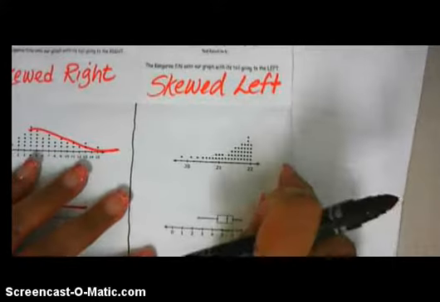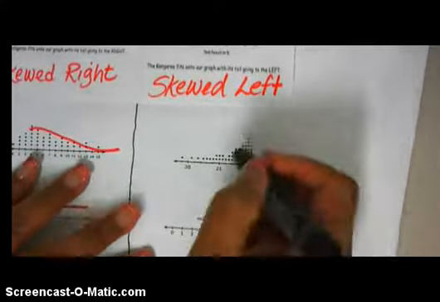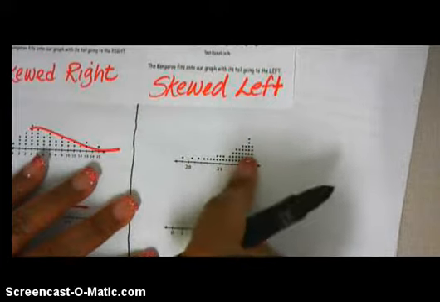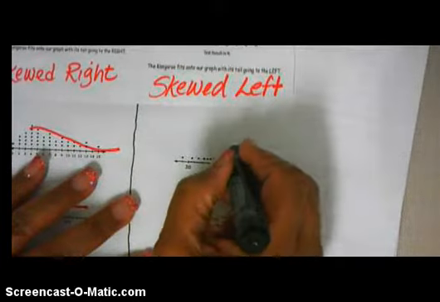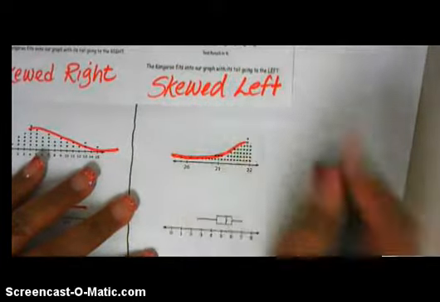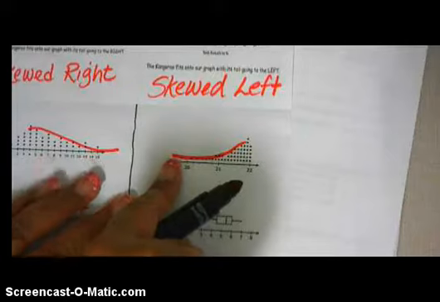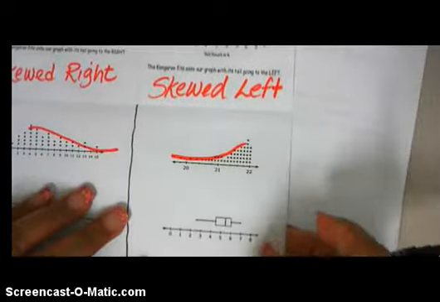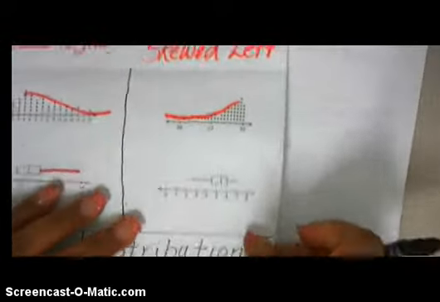That simply means that the data is being pulled to the left. So let's take a look at the dot plot. Most of my dots are over here on the right side. But if I take my pen and I draw a line, you're going to see the tail of the kangaroo going to the left. The data is being pulled left. Therefore, it is skewed left.